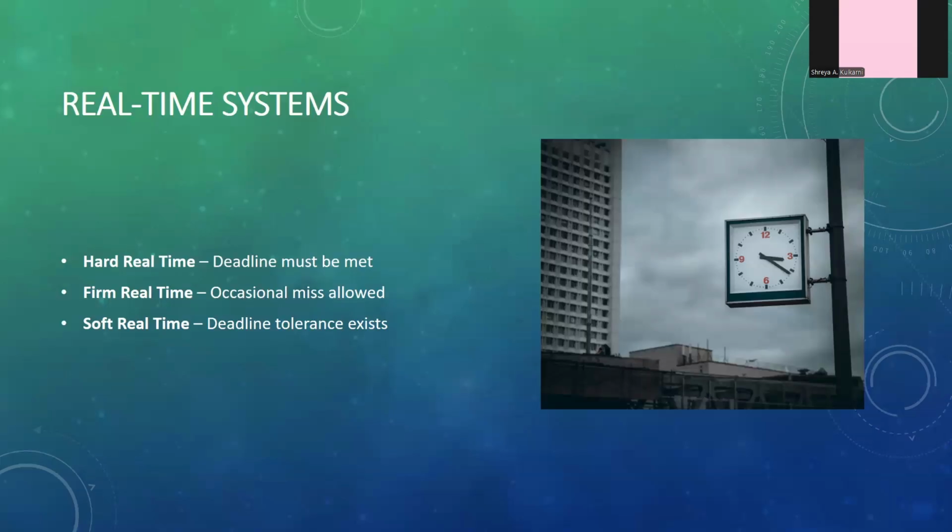So example could be airbag system. In airbag system, if an accident is happening, the airbag should open or inflate within time. If that doesn't happen, if the deadline is not met, then the life is lost. Then there's no purpose of the airbag opening later. So hard real time systems have a hard and fast deadline.